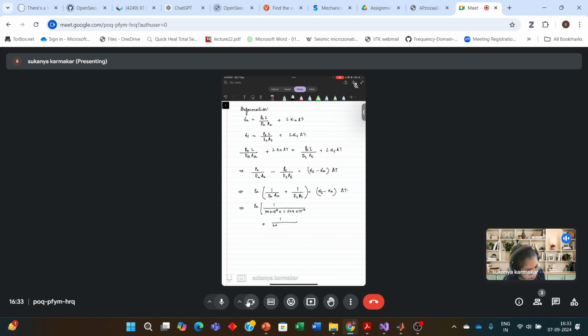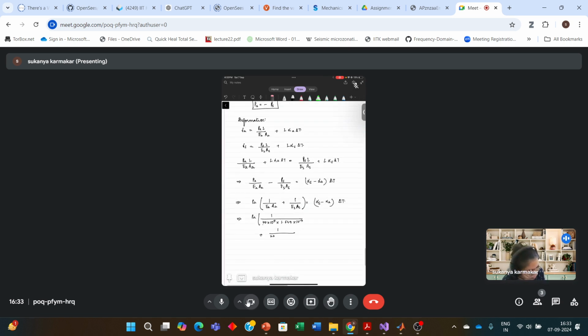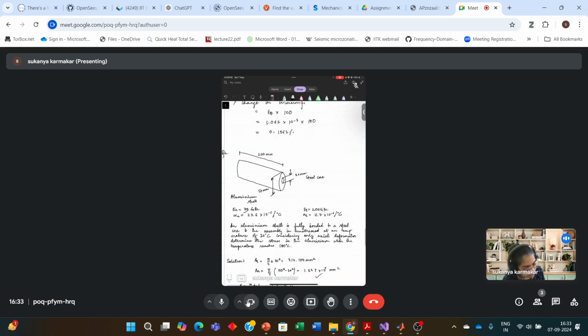EA is 200 GPa. Yeah, 200 into 10 to the power 9. 10 to the power 9 is gigapascal. So 10 to the power 9 into 314.159. This is in mm square. So you have a 10 to the power minus 6 since I'm converting it into meter square. This is equal to alpha S minus alpha A into delta T.